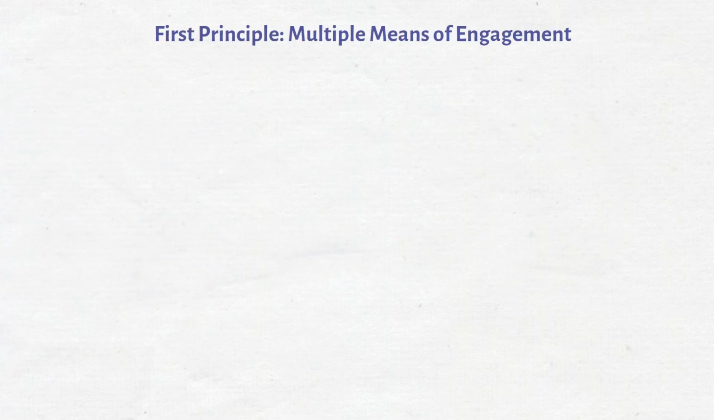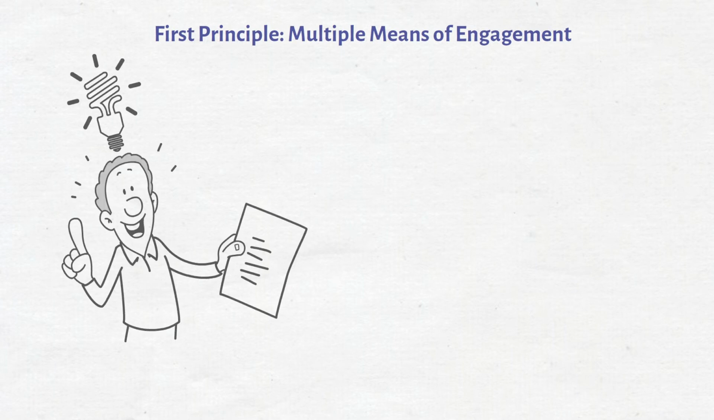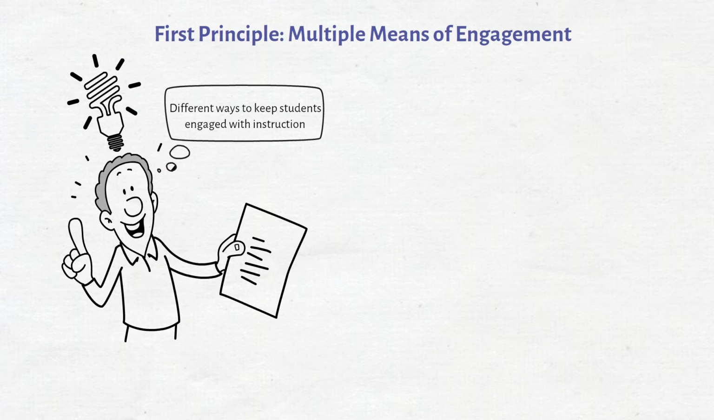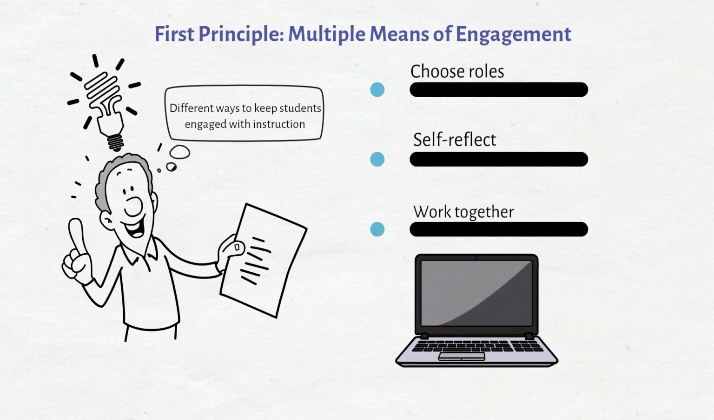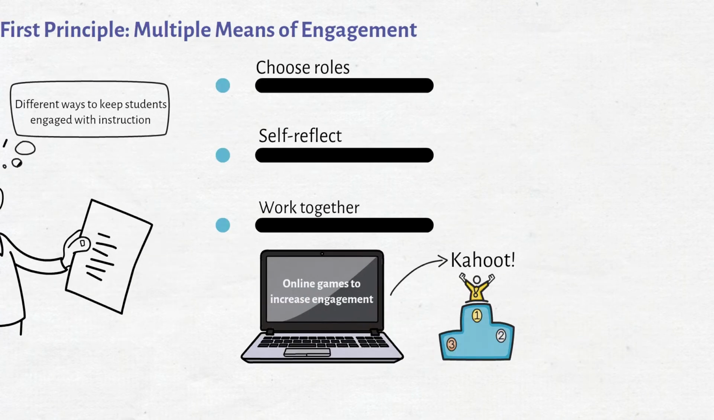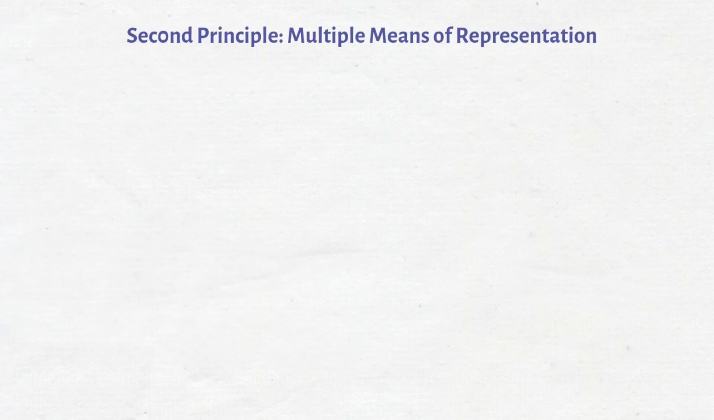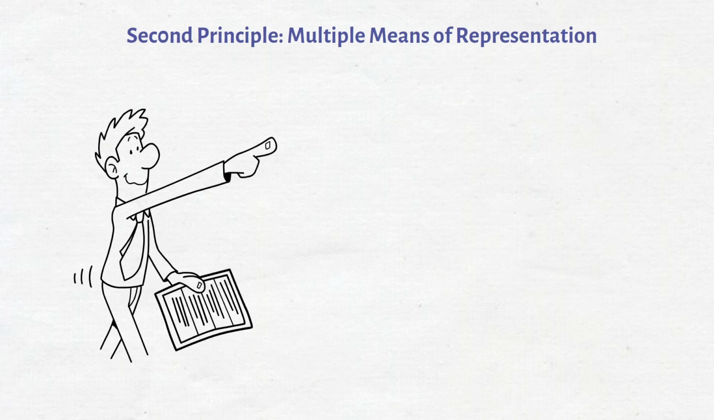The first principle of the UDL framework is to provide multiple means of engagement, which prompts teachers to think of different ways to keep students engaged with instruction. To keep students engaged in online environments, teachers can assign tasks that encourage students to choose roles, self-reflect, and work together with classmates on various subjects. Teachers can also prompt student engagement through online games, which could be utilized during blended and online lessons. Through online games, student engagement will increase as students anticipate playing online games, such as Kahoot, to earn positive feedback and win rewards.